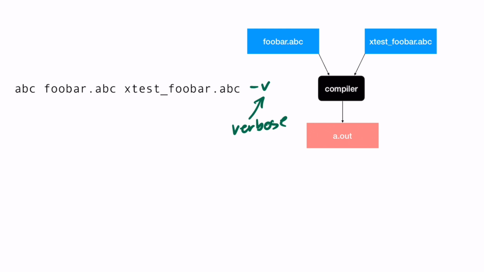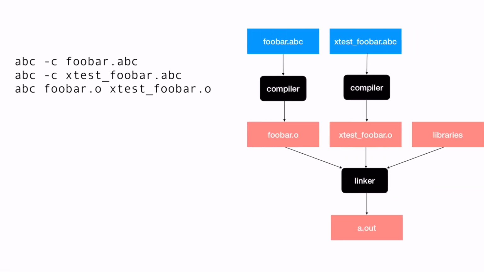And with that option, you see that actually the compiler is just one part in the game, which translates each source file into an object file, and then a linker gets invoked, which links all these object files together with some libraries into an executable.